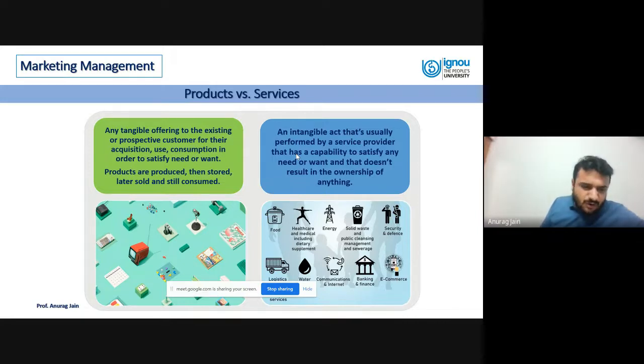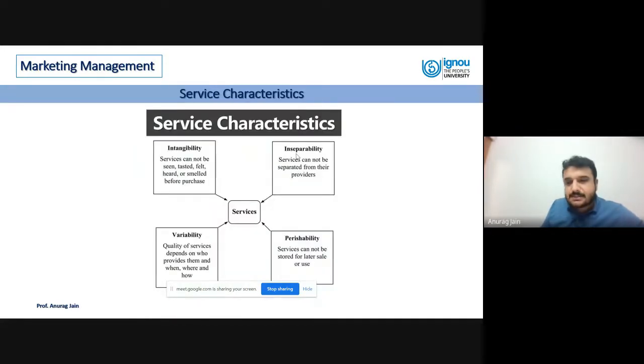Now we'll talk in some more detail about why services are very much different from products, right? There are four major characteristics which differentiate services from products. Any kind of service you can talk about, any example you can quote, you will see these are the four major bases of difference whenever we compare it with any kind of product, right?